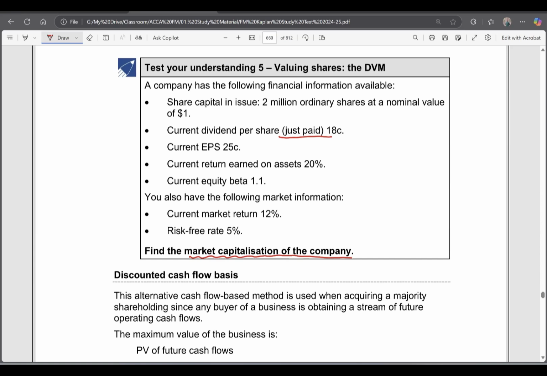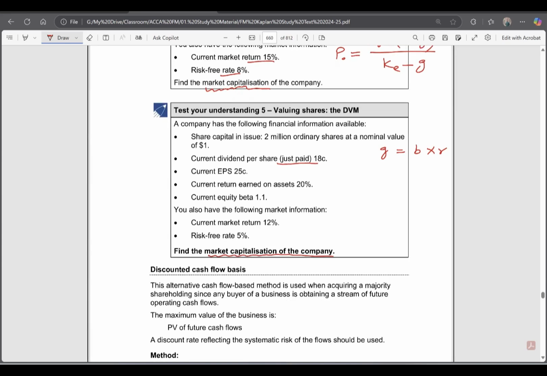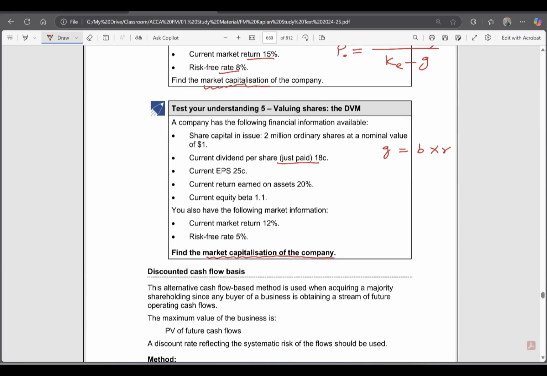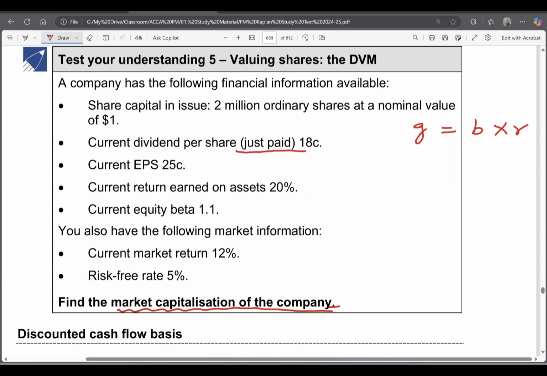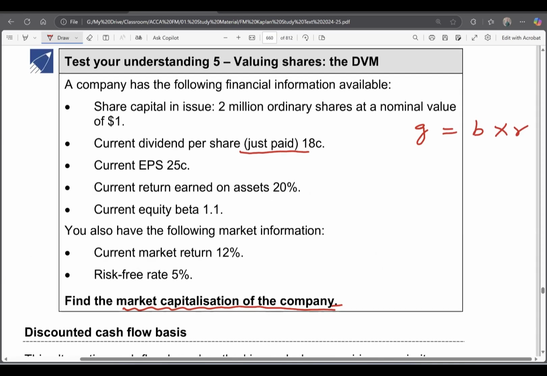Why? Look, he gave us the EPS as well, and the return earned on asset is given. So basically we have to use the Gordon model first, which is G equals B multiplied by R. R is your return on asset, return on capital employed, which is given here, 20%, if I'm not wrong. So this is 20%. How will we find B?